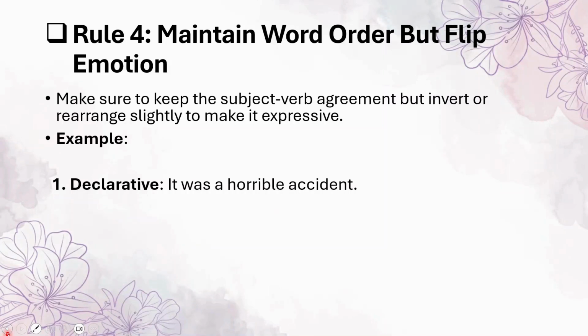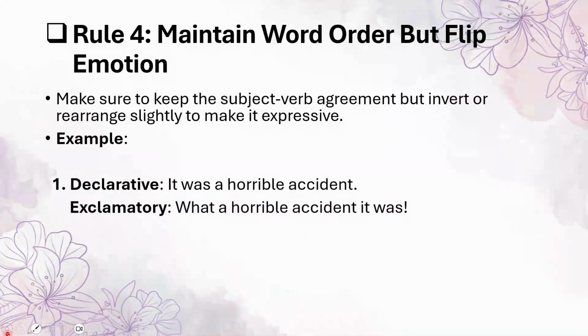Now we make it exclamatory. What a horrible accident it was! Here we rearrange slightly to start with what, and keep the subject verb structure: accident it was. We didn't change the meaning, we just made it more expressive.